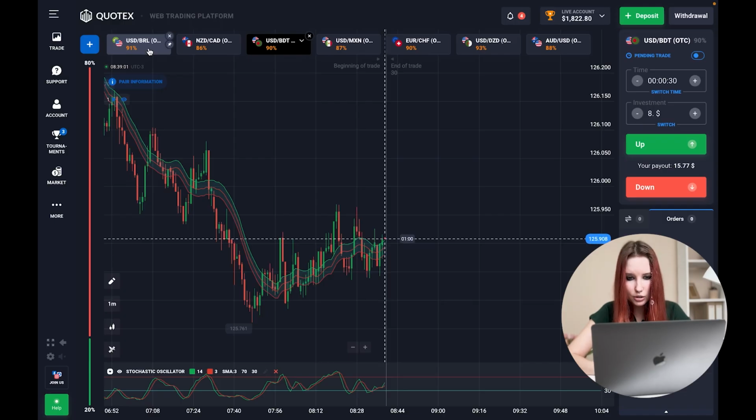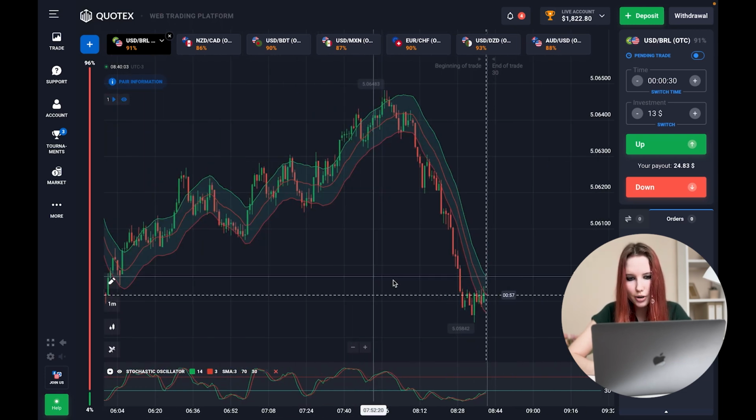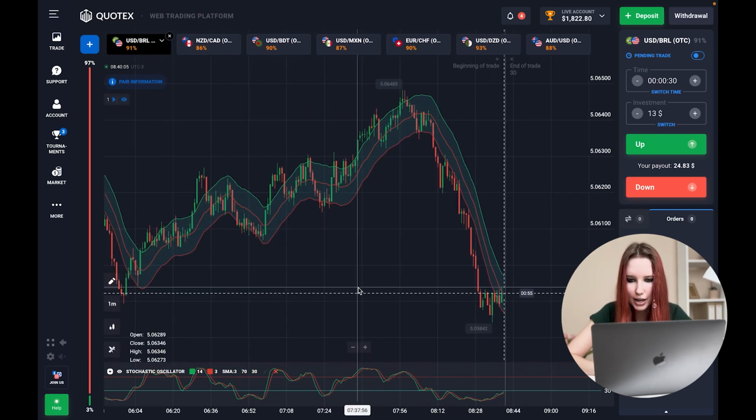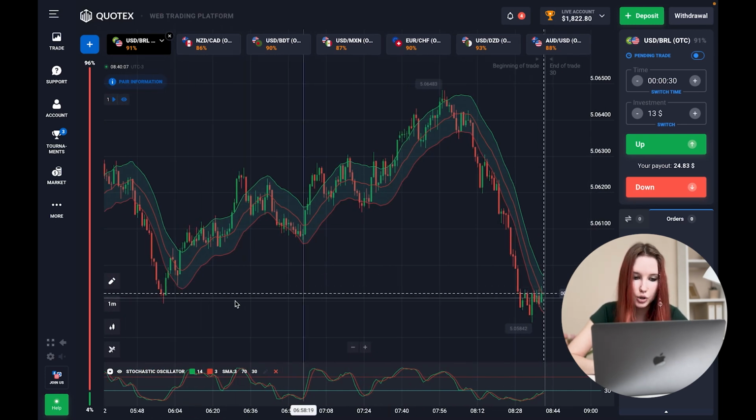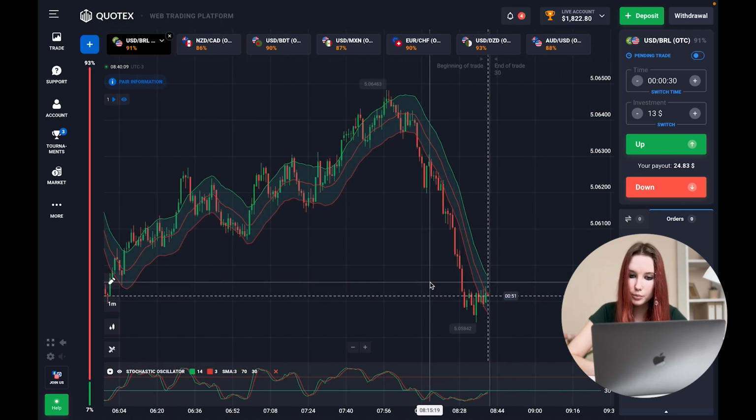And I think we will open another trade with you for today, and that will be enough. All right, let's move on to the first currency pair with a 91% payout percentage. Pretty good. Might be a good situation. And on this currency pair we see a rather strong bearish movement, but look, the price is now at the support level, so that's why I think my trade will be up.